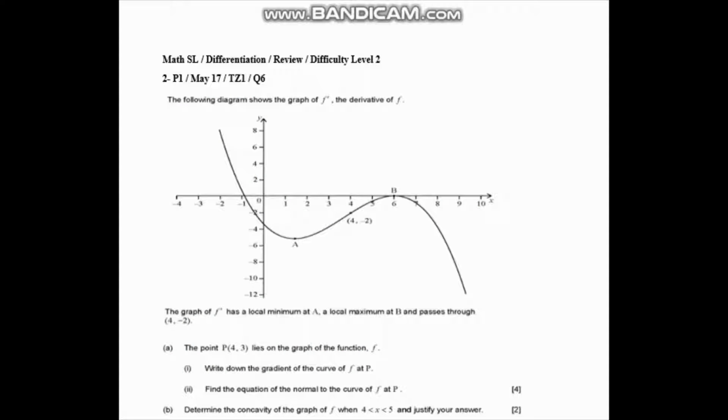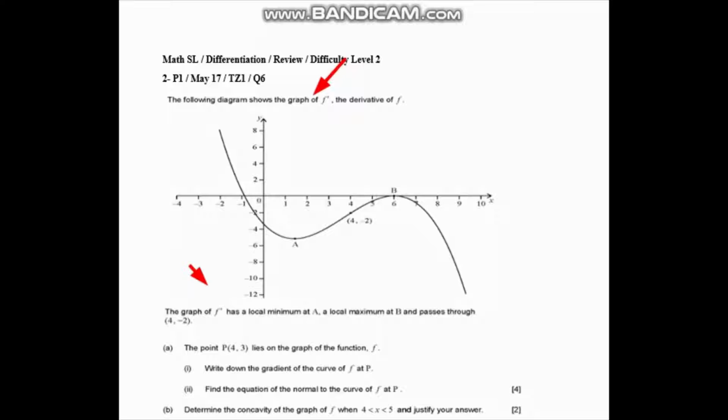So the second question came in paper 1, May 2017, time zone 1, question 6. Kindly take a minute, attempt to solve, and the answer shall follow through shortly. So make sure you read the question carefully. This is not the graph of f, this is the graph of f dash.